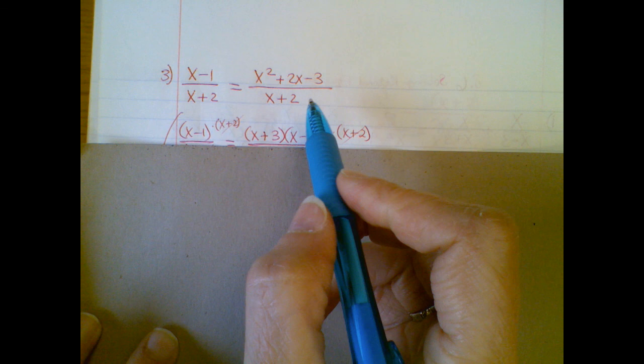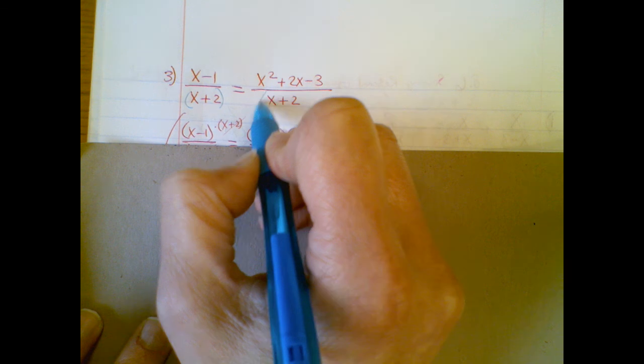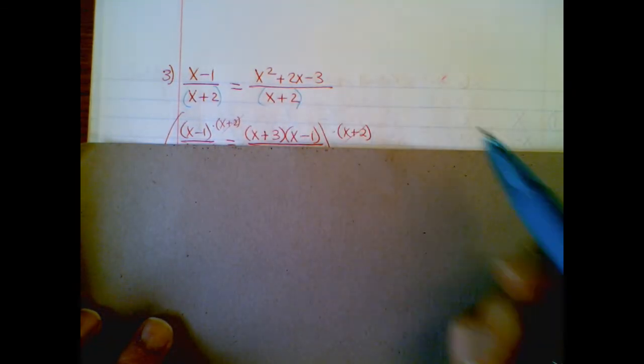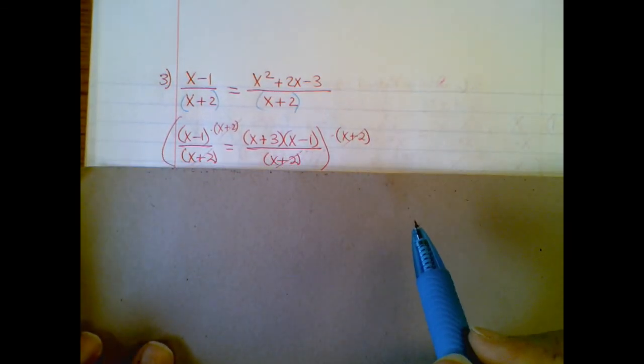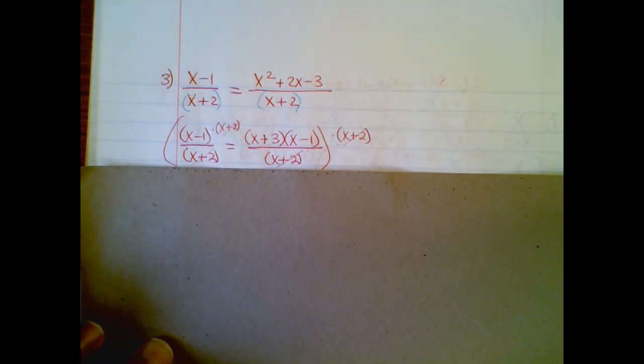And then from there, we want to multiply everything by the least common denominator, which is the only thing in the denominator, x plus 2. So we're going to multiply everything by x plus 2. So I rewrote that over here and over here, so then we can start canceling things out.